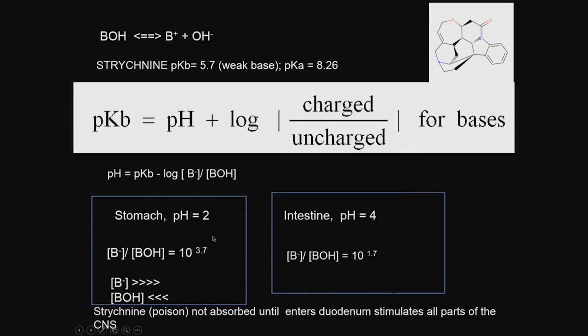Now let us look at a weak base, for example. For a weak base, BOH dissociates as B plus and OH minus, correct.